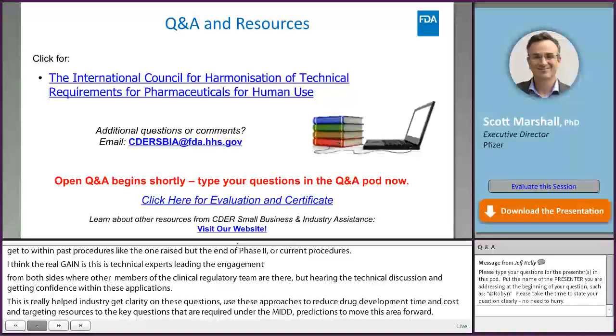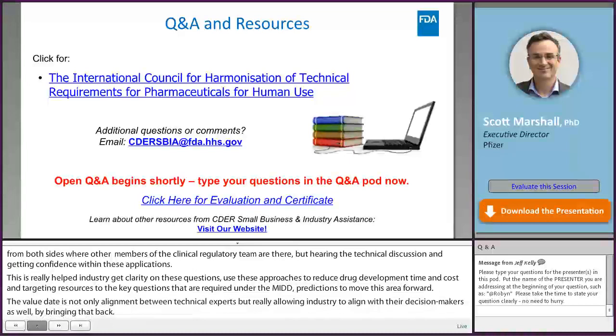So in itself, it's gone a long way towards moving forward MIDD, and I really would like to thank the FDA for having rolled out this innovative pilot, and we do really hope that this will go forward into a standard procedure that we can work with in the future, and of course that this is mirrored across the globe.